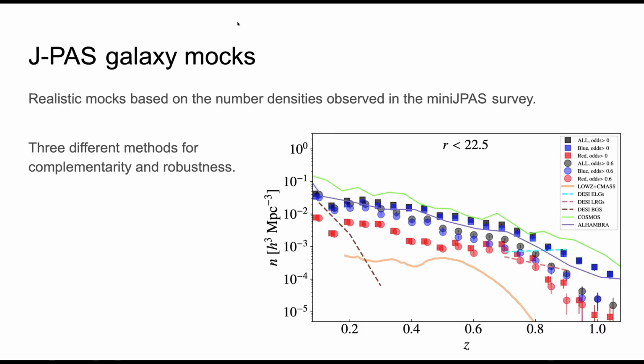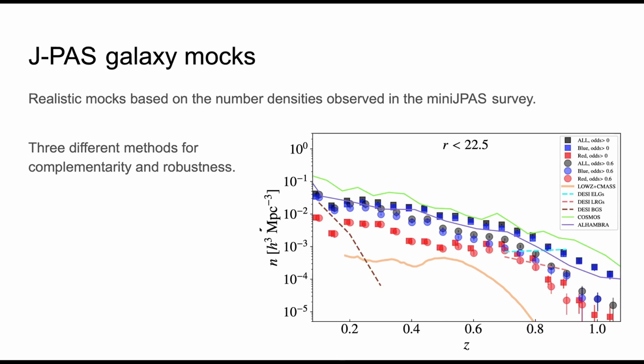So what about galaxy mocks? Our aim here is to produce as realistic as possible galaxy mocks. A galaxy mock is a simulated catalog of galaxies that we think J-PAS will observe in the future. In order to do so, we aim at reproducing with these galaxy mocks the observed galaxy densities in miniJPAS. Here I'm showing a plot that you can find in the introductory miniJPAS paper that appeared on arXiv a few days ago.